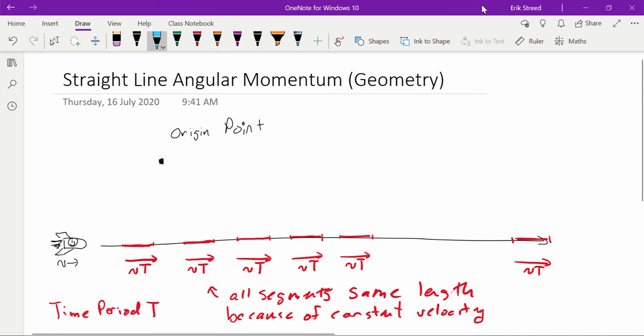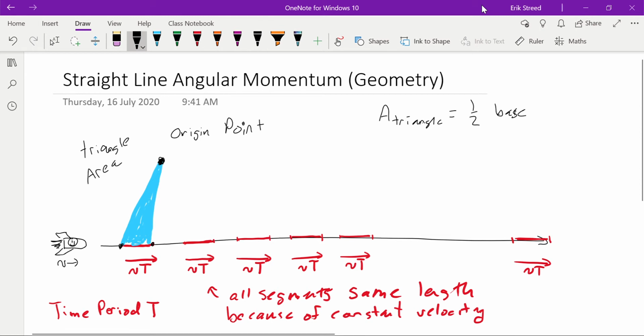This is the area swept out by the ship between the starting point and this ending point with respect to our origin. So triangle area matters. The area of a triangle is 1/2 the base times the height.